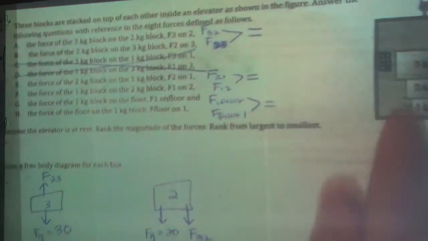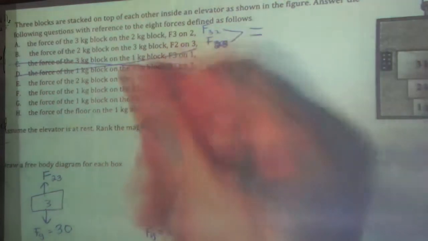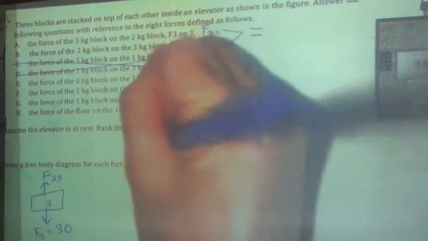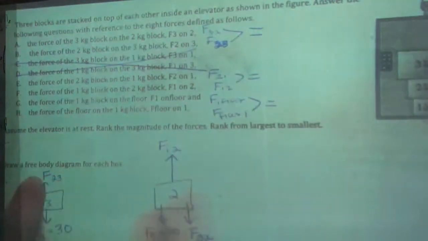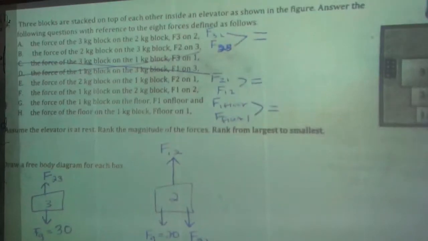Right, and then we have the force that's holding up box 2, so that would be the 1 kilogram on the 2 kilogram. So the force of the 1 on the 2, technically these are like normal forces because it's the surface holding up or pushing up on another one.